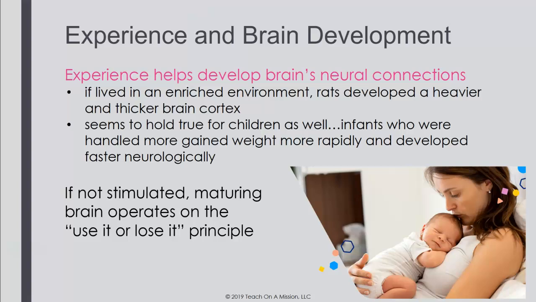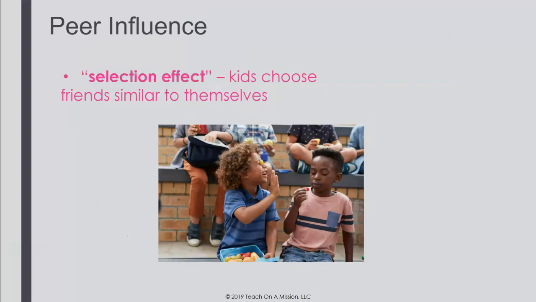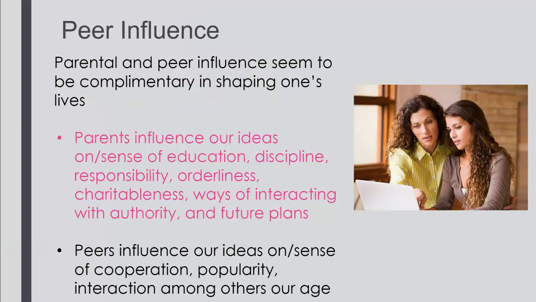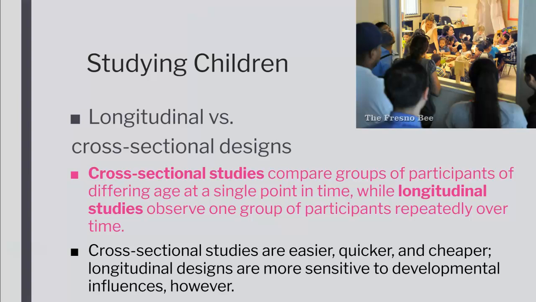Experience helps develop the brain's neural connections. So we know that a more enriched environment helps with brain development. The selection effect says that kids tend to choose friends who are similar to themselves. Parents influence our ideas on education, discipline, responsibility, orderliness, charitableness, ways of interacting. So we do have peer influence, but a lot of times our parent influence still sticks with us very strongly.